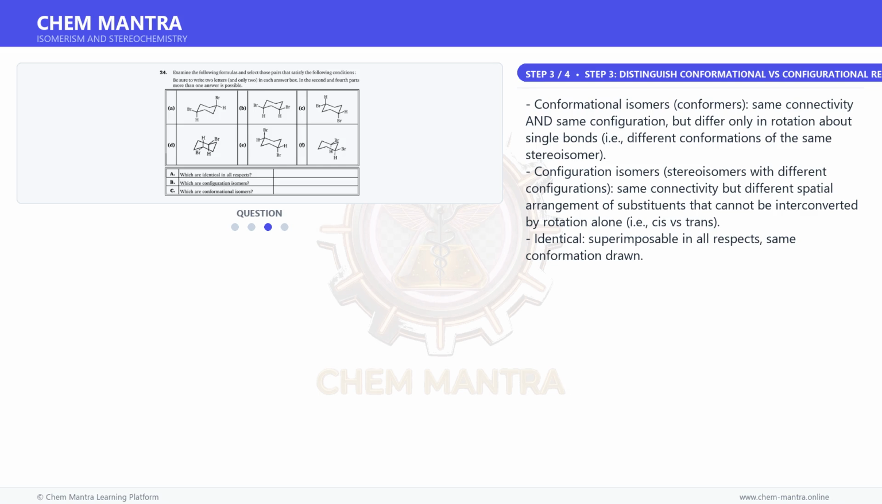Conformational isomers, or conformers: same connectivity and same configuration, but differ only in rotation about single bonds, i.e., different conformations of the same stereoisomer. Configuration isomers: stereoisomers with different configurations, same connectivity but different spatial arrangement of substituents that cannot be interconverted by rotation alone, i.e., cis versus trans. Identical: superimposable in all respects, same conformation drawn.